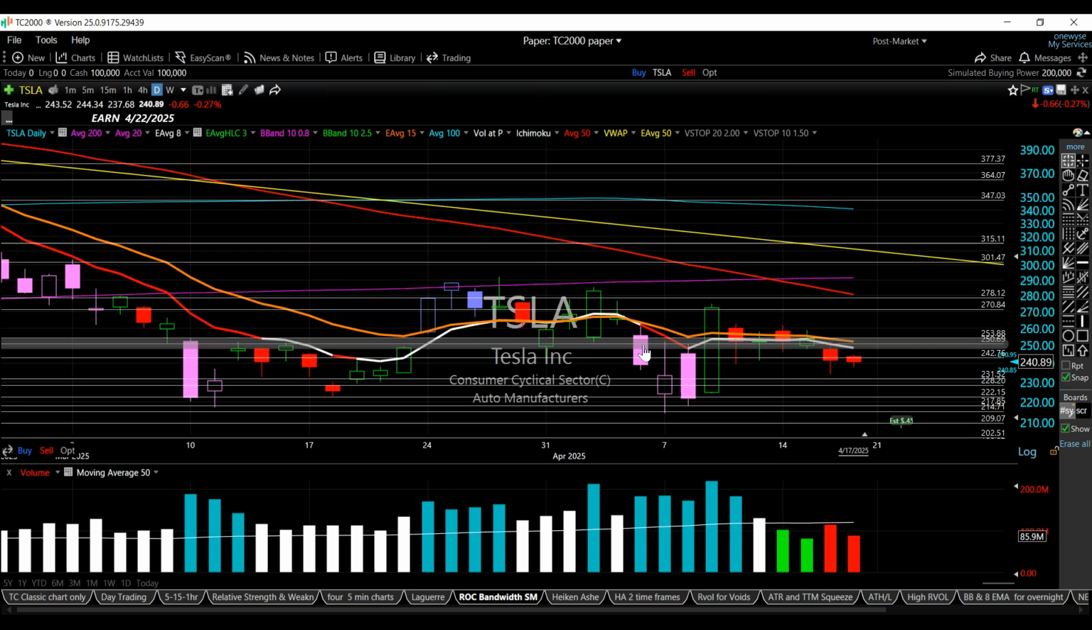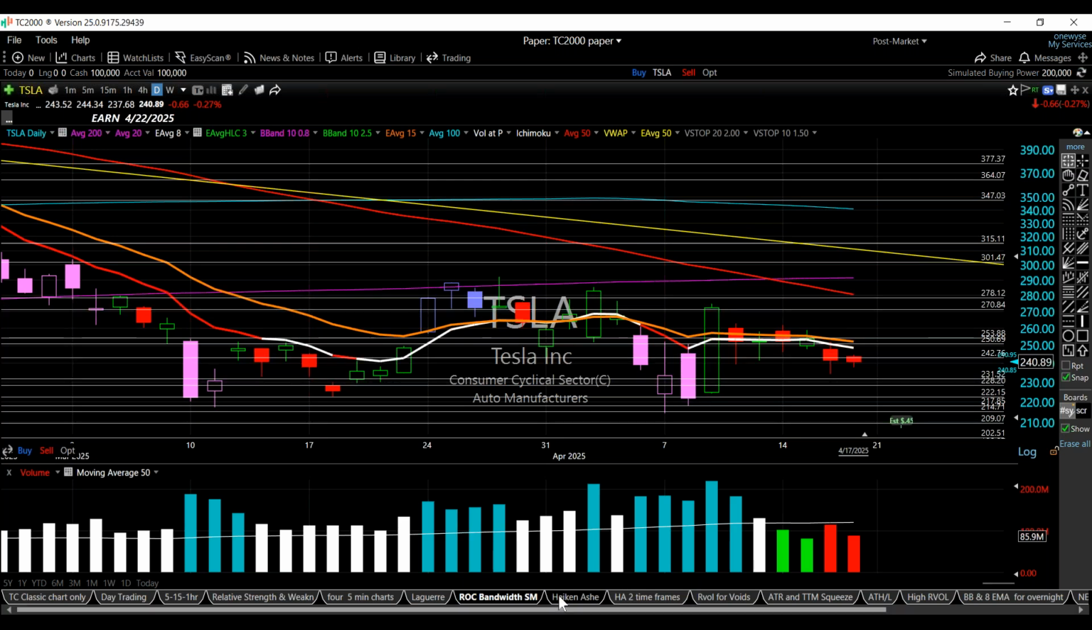And this was the tariffs on. This is the tariffs off. Big, huge green candle. These are huge candles. So I'm not going to touch that.